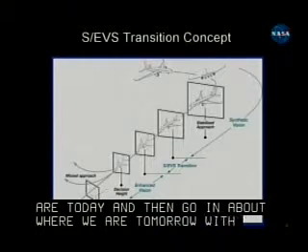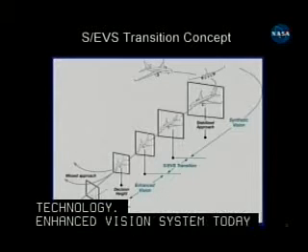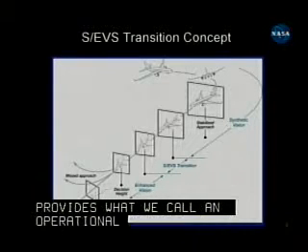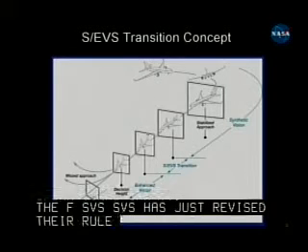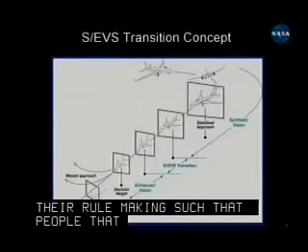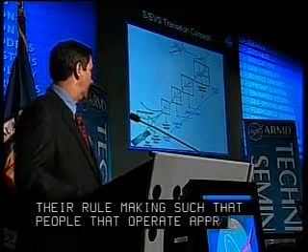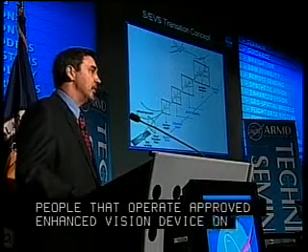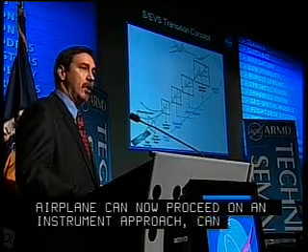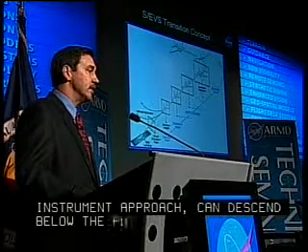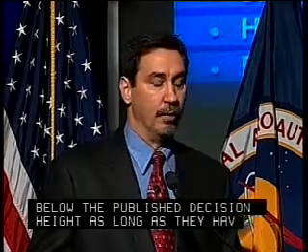Enhanced Vision System today provides what we call an operational credit. The FAA has just revised their rulemaking such that people that operate an approved enhanced vision device on their airplanes, shown on their head-up displays, can now proceed on an instrument approach and descend below the published decision height as long as they have an enhanced vision system operating on their airplane, and they can see the required visual references to the runway.